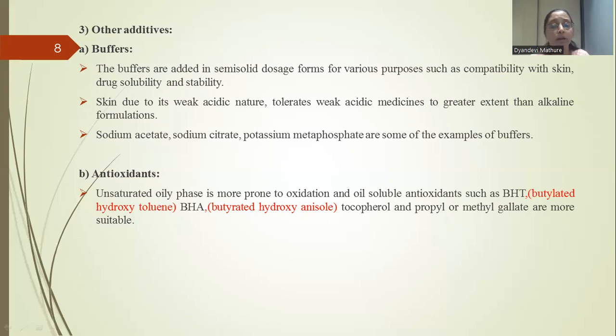Whereas if we are using the oleaginous base, means oil is there, in that case we are going to use oil soluble antioxidants, such as BHT, butylated hydroxy toluene, butylated hydroxy anisole, tocopherol, and propyl or methyl gallate. These are some of the examples of oil soluble antioxidant. Whereas ascorbic acid, sodium bisulfite, sodium metabisulfite, these are the examples of water soluble antioxidant.